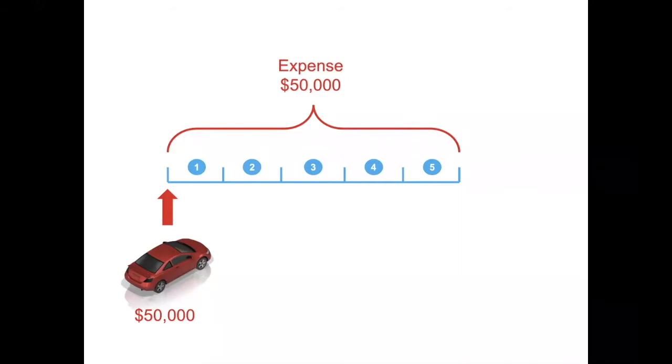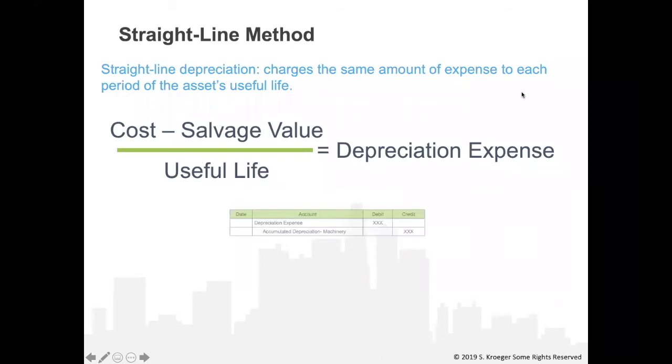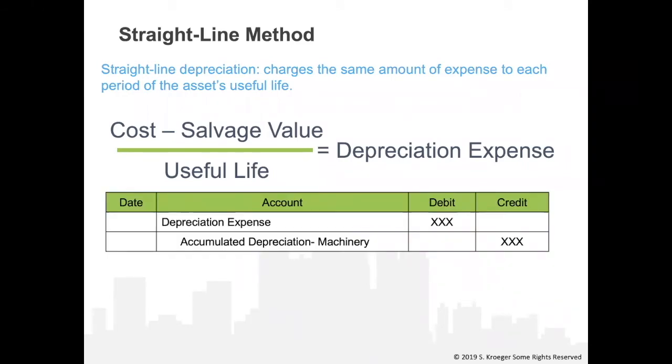For example, with this car example I used, the $50,000 expense over 5 years would be $10,000 each year. I'm sure there will be a residual value for this car, but this is just a simplified way of showing you how this method works. As a reminder from chapter 3, the journal entry for depreciation would be a debit to depreciation expense and a credit to accumulated depreciation. And then you would put the name of the asset in. In this case, I just put machinery, but it could be vehicle, equipment, furniture, building, that type of thing.